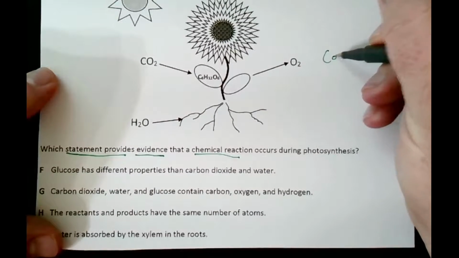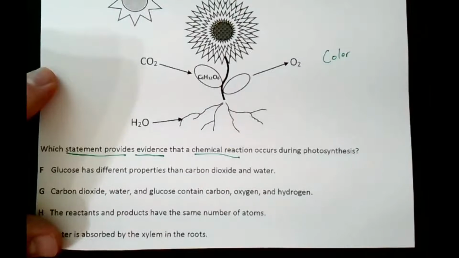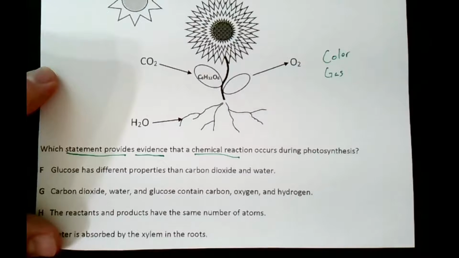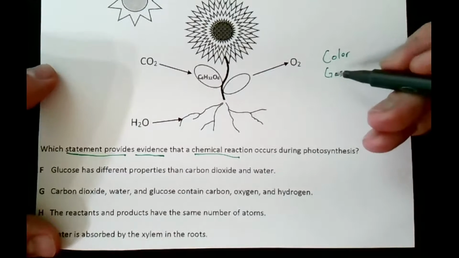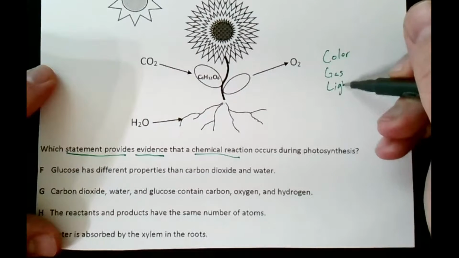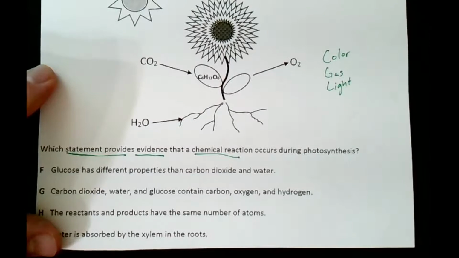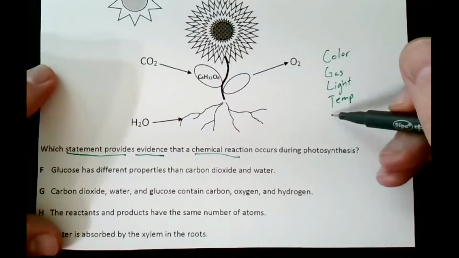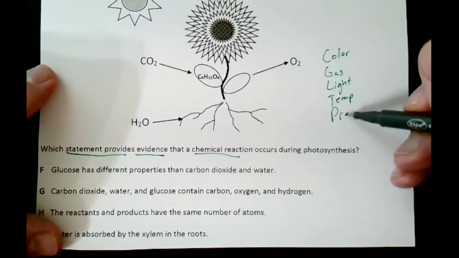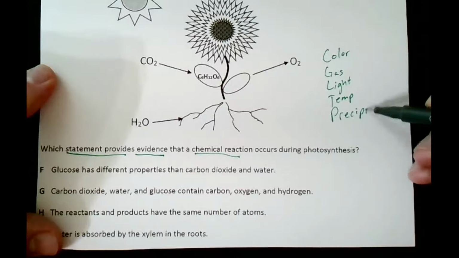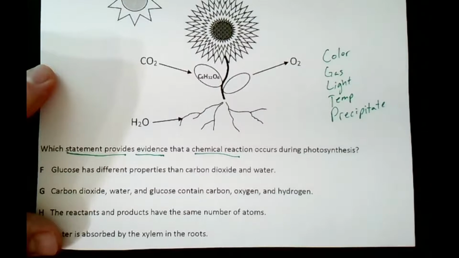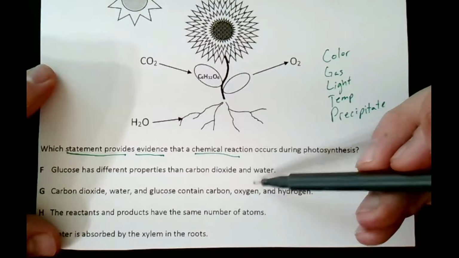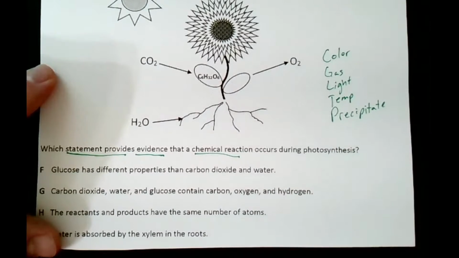If we have a color change, if we have gas being produced, or maybe even an odor. Then we also have light being produced. If we have a temperature change, or even a precipitate, which is liquids forming solids. So out of these items, do these actually have any evidence that chemical changes occurred?